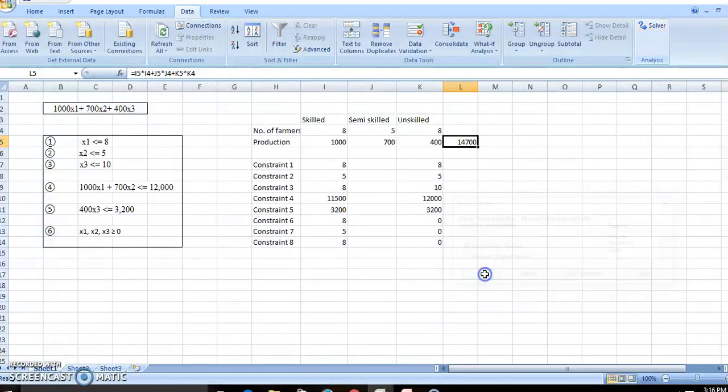So this is my required solution. X1 is 8, X2 is 5 and X3 is 8. I will check if they are under the given constraints. 8 is equal to 8, 5 is equal to 5 and 8 is less than 10, which are all within the constraints. 11,500 is less than 12,000. 3,200 is equal to 3,200, which are again within the constraints.